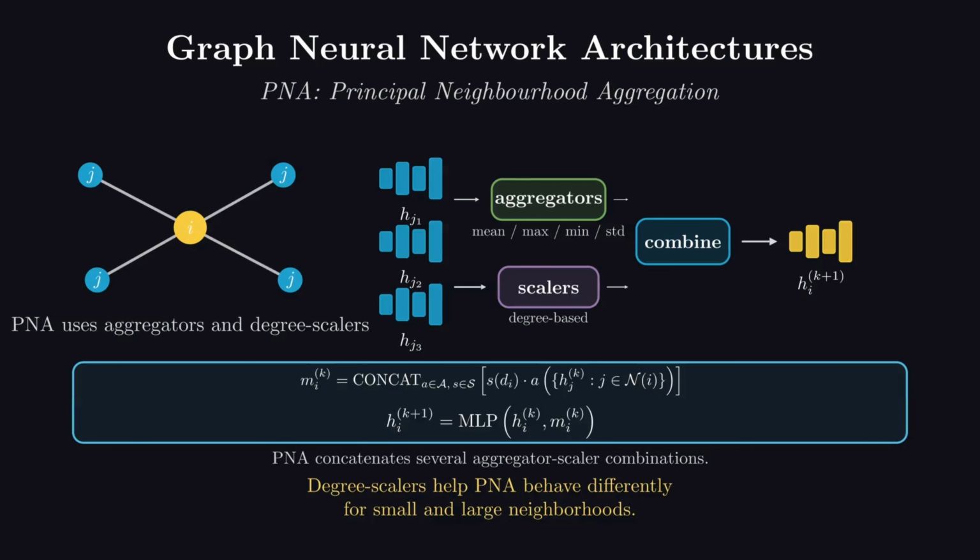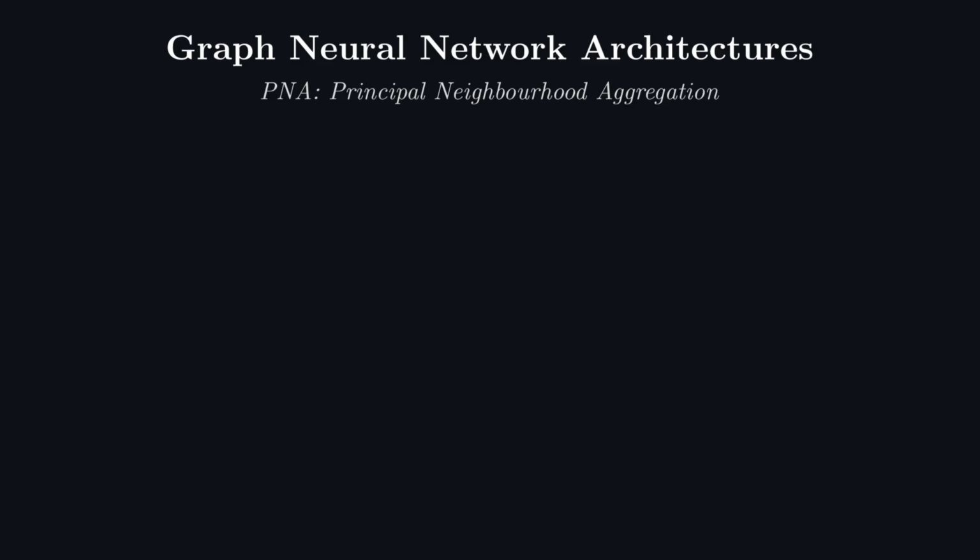The term A sub I of the neighbor set means apply one aggregation function to the embeddings of all neighbors of node I. Then S of D sub I rescales this result based on the degree of node I. Finally, the second formula says that the new embedding H sub I at layer k+1 is produced by an MLP using the old embedding H sub I and the combined message M sub I. So the intuition is PNA creates a richer neighborhood description by combining multiple statistics and adjusting them with degree information. This makes PNA more expressive than simple averaging, especially when graphs contain nodes with very different numbers of neighbors.